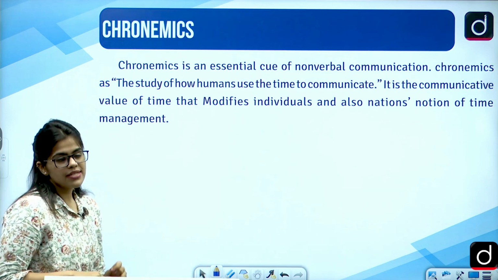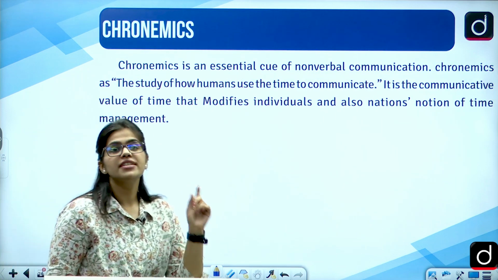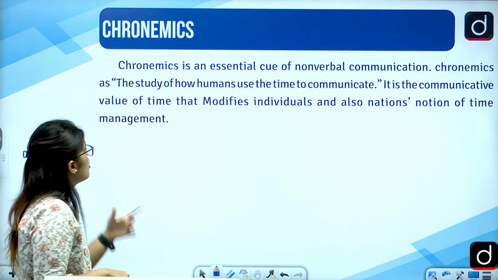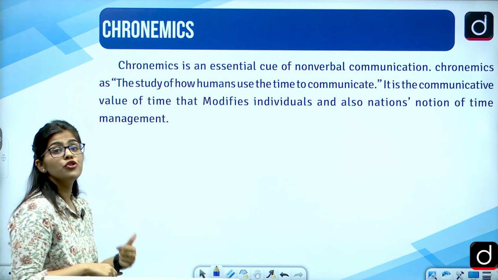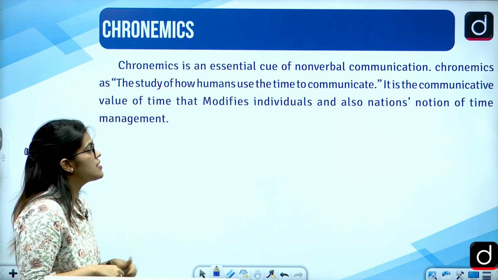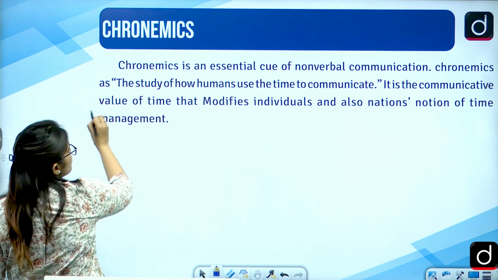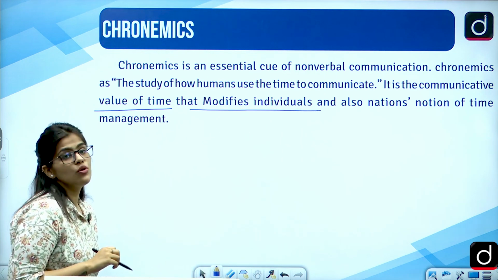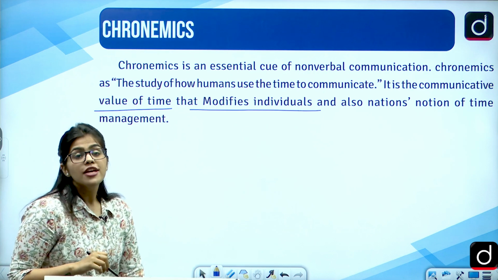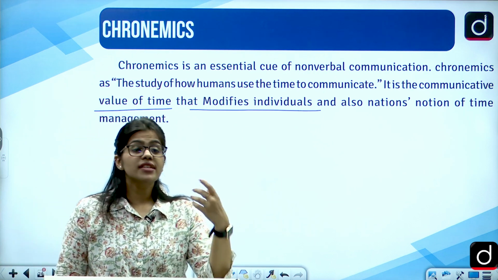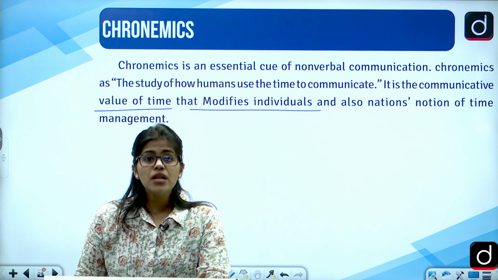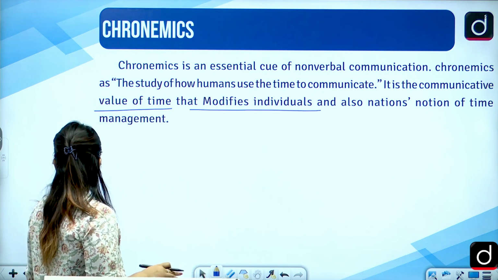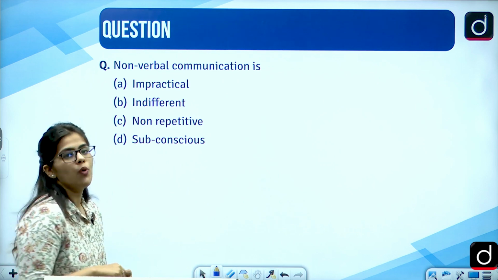Then chronemics. So chronemics is the study of time. Chronemics is an essential cue of non-verbal communication. Chronemics is the study of how humans use time to communicate. It is the communicative value of time that modifies individual and also nation's notion of time and management. So if you know that the students in my class are very punctual, you will also like to communicate with them. So this shows that the study of time is important.